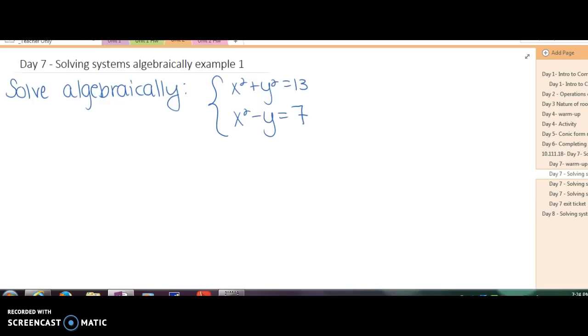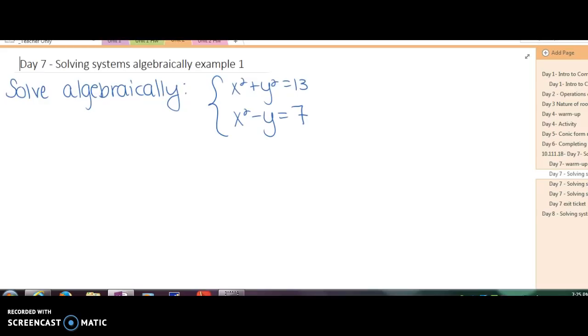Now I want you to ask yourself, what type of equations do I have here? Because this is not a linear system. Therefore, I cannot use the calculator to check with that handy-dandy tool that I've shown you either. So the first equation is a circle, and the second equation is a parabola.